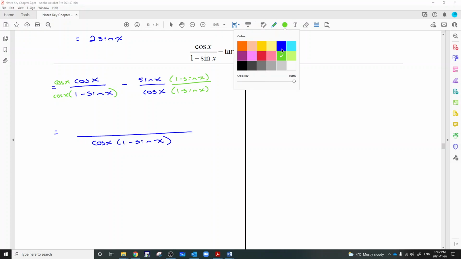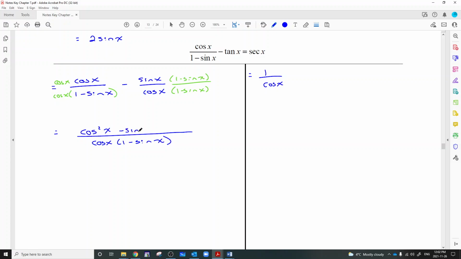Okay, so what's that going to end up with? Well, this term will be cos x times cos x, which is cos squared x. This one will end up as minus sine x plus sine squared x. I'm going to see my Pythagorean identity. Cos squared x plus sine squared x is 1. So I'm left with 1 minus sine x all over cos x times 1 minus sine x. And then I've got that common binomial, and I'm left with 1 over cos x. So left side is equal to right side.